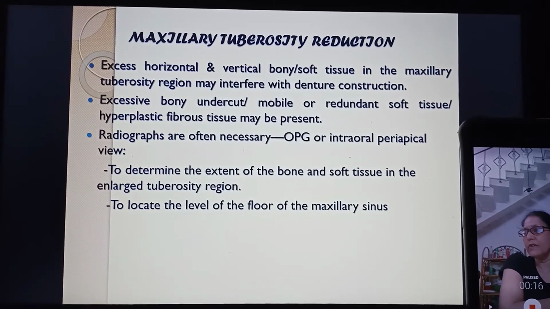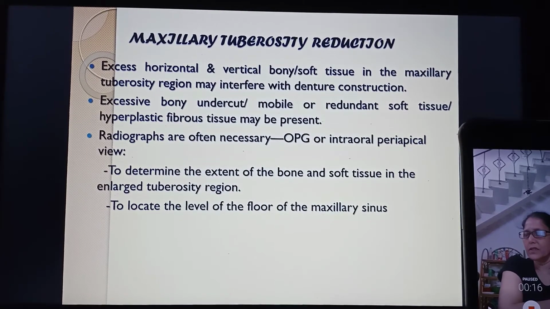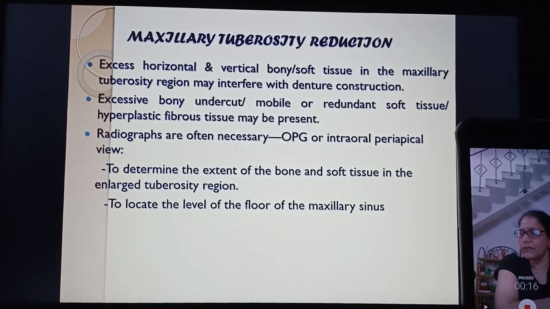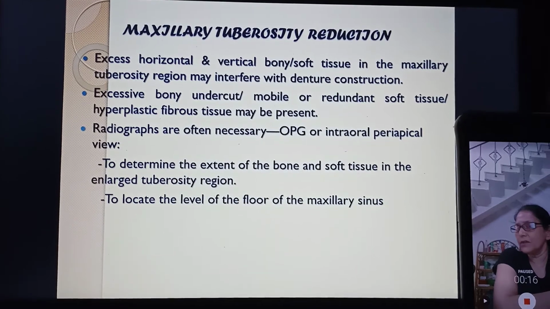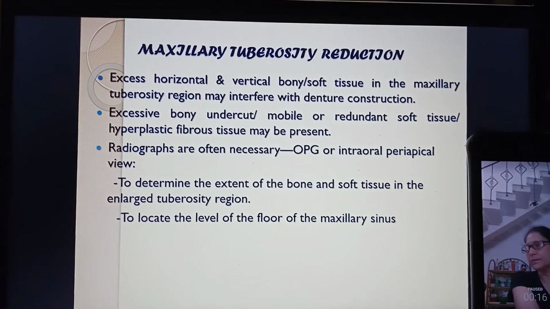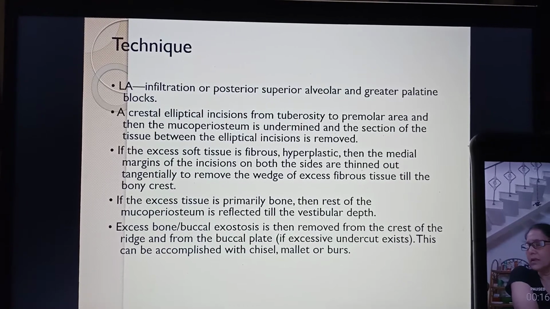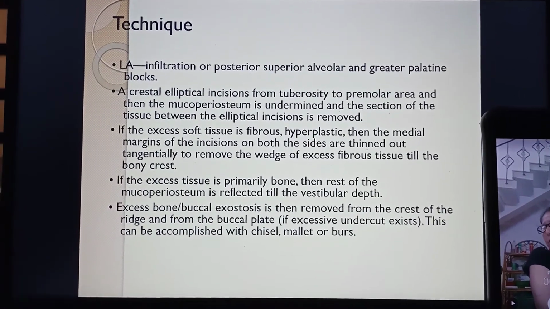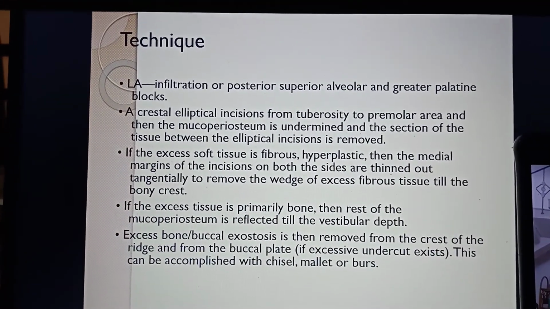X-rays should always be taken prior to maxillary tuberosity reduction to determine the extent of bone and soft tissue in the enlarged tuberosity, number one, and to see the level of the floor of the maxillary antrum. It is carried out under local anesthesia. So infiltration or posterior superior alveolar nerve block with greater palatine block should be given.